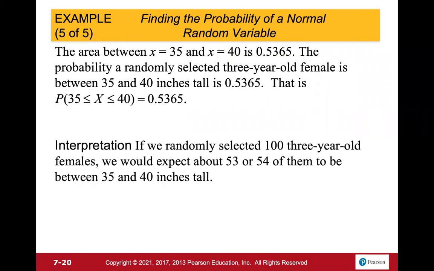So now the interpretation: if we randomly selected 100 3-year-old females, we would expect about 53 or 54 of them to be between 35 and 40 inches tall. And they got this 53 or 54 based on this value right here. So 53%, 53.65%. So it could be either one.